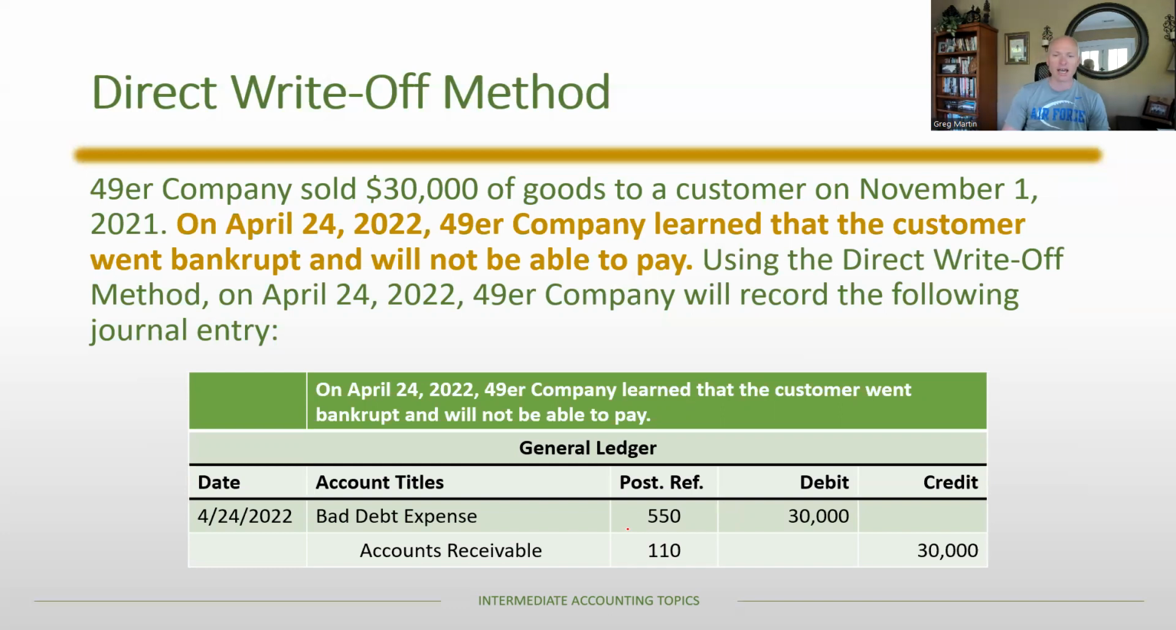And just as a reminder, bad debt expense is an expense. So it's going to be in the 500 series. And then we keep moving on there. So essentially you take the receivable off your books, record the bad debt expense, and off you go.